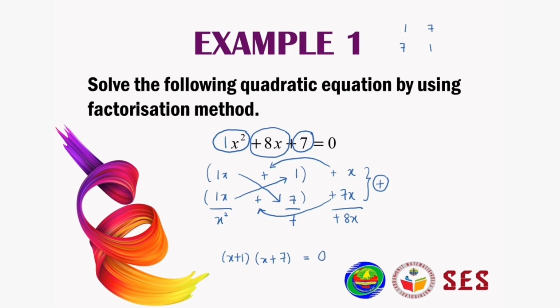And hence, we can solve our quadratic equation by writing x plus 1 equals to 0. This will give us x equals to negative 1. And another solution will come from the second factor, which is x plus 7 equals to 0. And this will give us x equals to negative 7. Therefore, our final answers are x equals to negative 1 and x equals to negative 7.